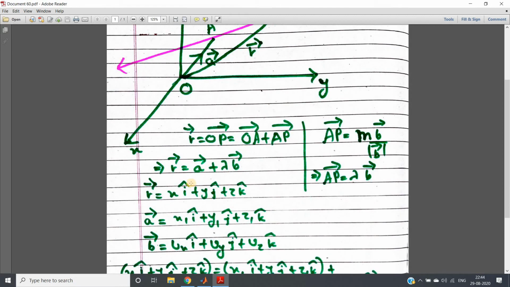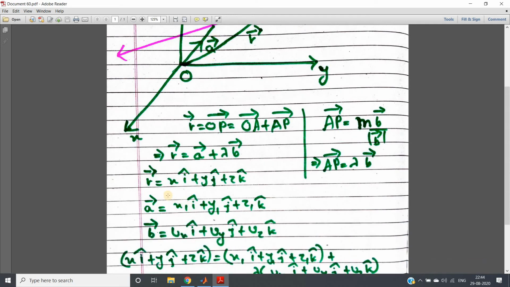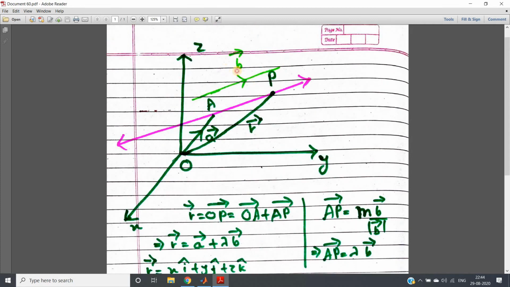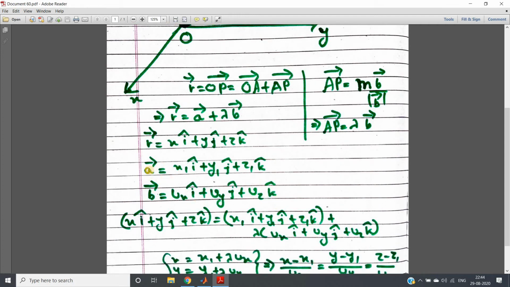Now if you want to get the Cartesian form, simply R vector is equal to xi cap plus yj cap plus zk cap, where x, y, z can take any value. A vector is equal to the position vector of this particular point A, which is a certain value, so to indicate that I have taken constants x1 i cap plus y1 j cap plus z1 k cap. And B vector, which is parallel to this straight line, suppose I am taking Vx i cap plus Vy j cap plus Vz k cap. So here also these coefficients are constants.